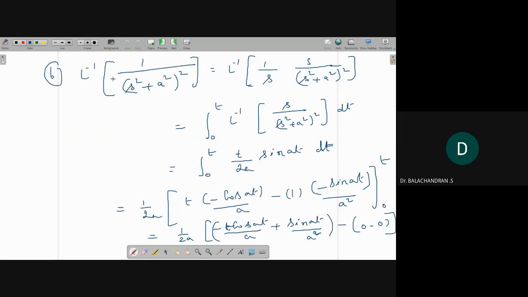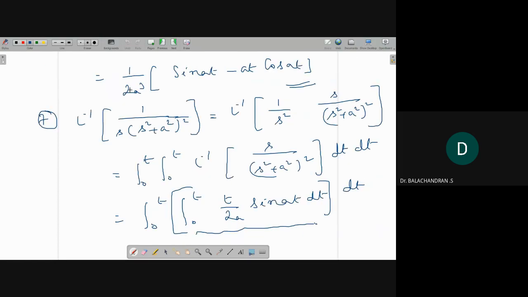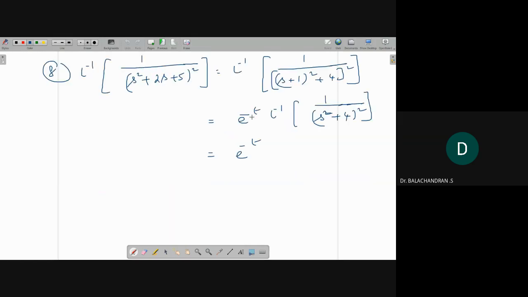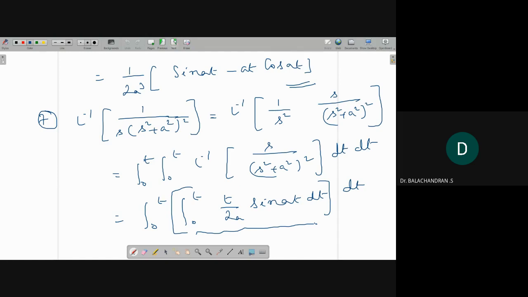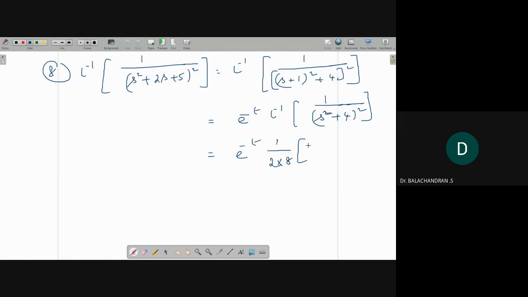So this follows: L inverse of 1 by (s square plus a square) whole square is what? It is 1 by 2a cube into (sin a t minus a t cos a t). Here a is 2, and 2 cube is 8. So it is 1 by 16 into sin 2t minus 2t into cos 2t. So this is the final answer.